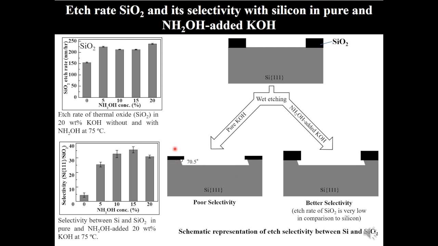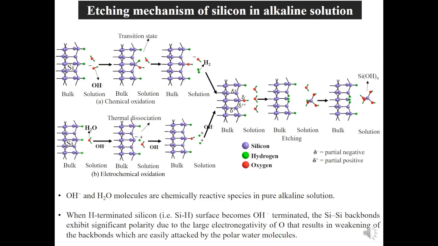Poor selectivity means there is some etch rate of silicon dioxide, but better selectivity between silicon and oxide means the etch rate of silicon dioxide is negligible in comparison to silicon. So by adding the NH2OH in KOH, we can increase the selectivity. Now we talk about the etching mechanism of silicon, and why the etch rate is increasing.